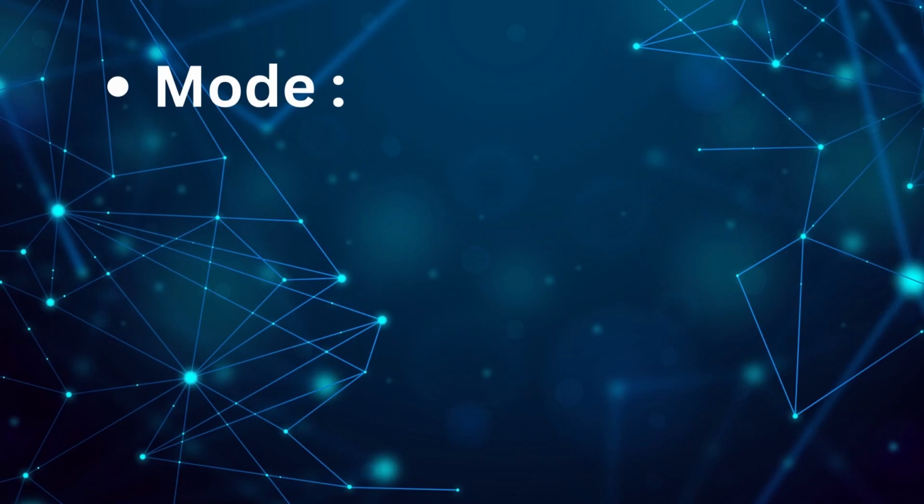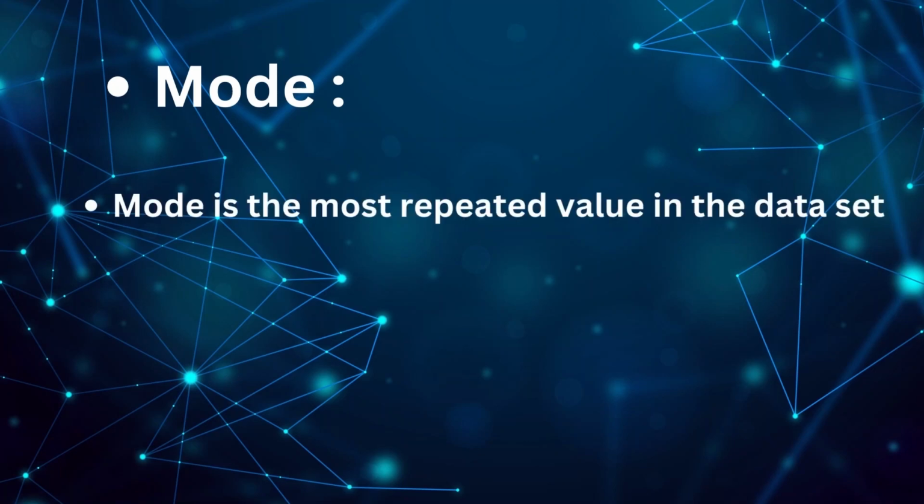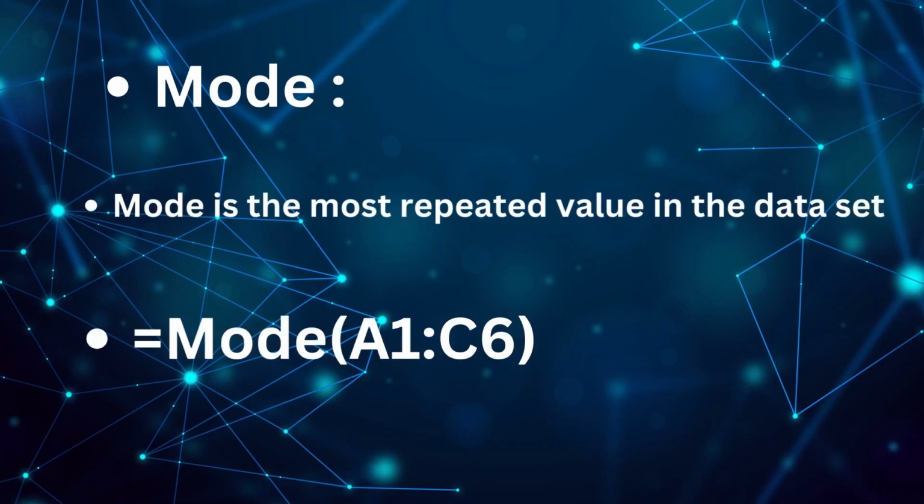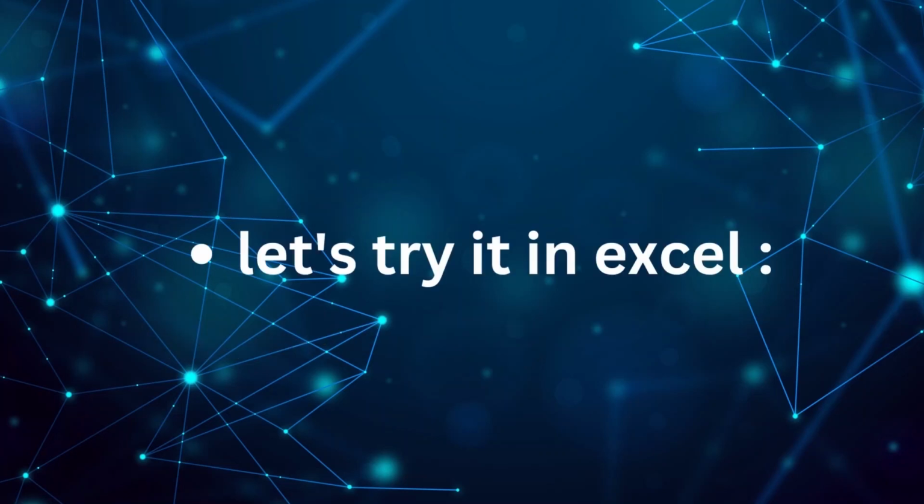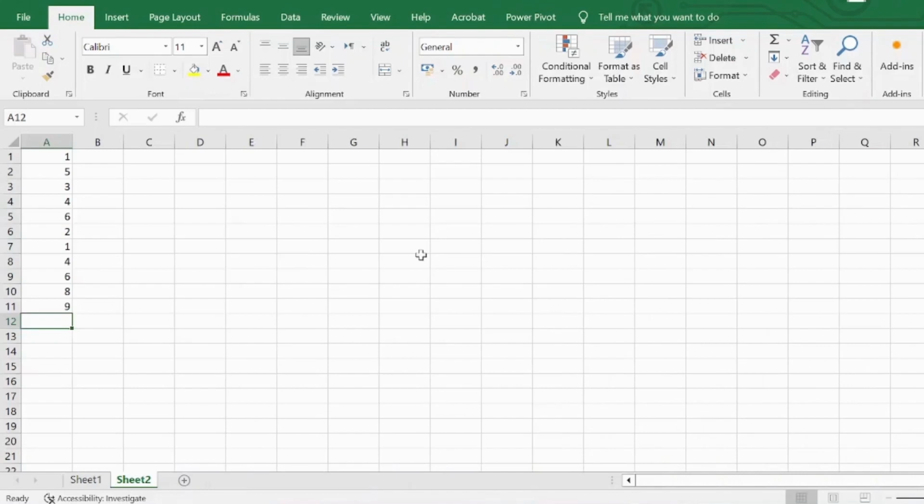Now let's talk about the mode. Mode is the most repeated value in the data set. There is a function called mode to calculate it. Let's try it in Excel. Let's try to calculate the mode for this data set.